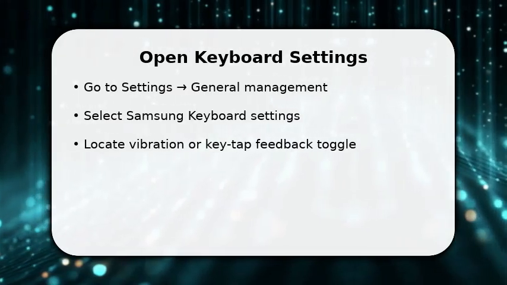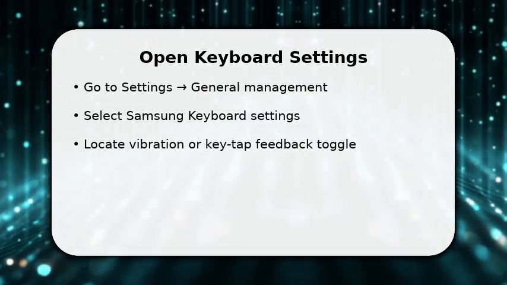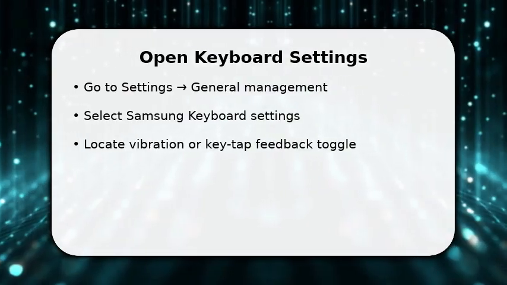Tap that option to reveal the toggle. Turn the vibration toggle off. Once done, test typing in any app to confirm the vibration is gone immediately.